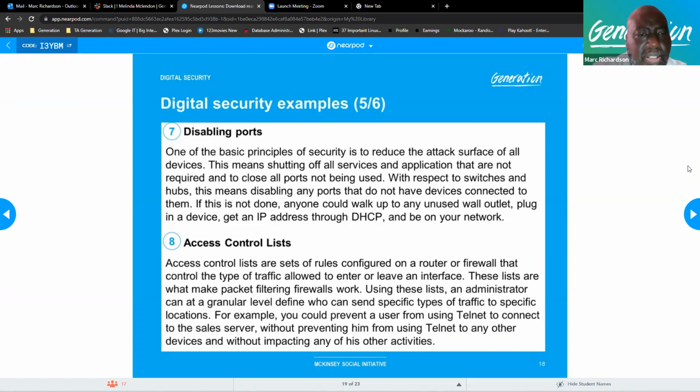Access control lists. Access control lists are sets of rules configured on a router or firewall that control the type of traffic allowed to enter or leave an interface. These lists are what make packet filtering firewalls work. Using these lists, an administrator can at a granular level define who can send specific types of traffic to specific locations. For example, you could prevent a user from using Telnet to connect to the sales server without preventing him from using Telnet to any other devices and without impacting any of his other activities.